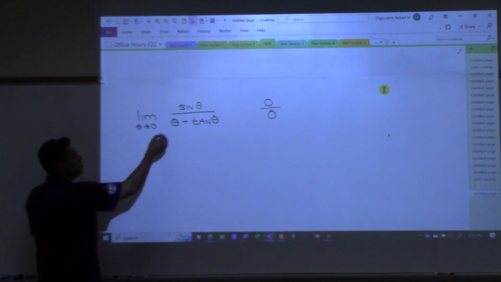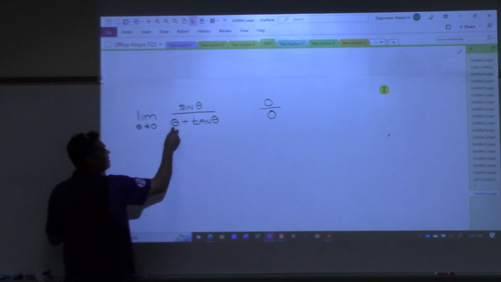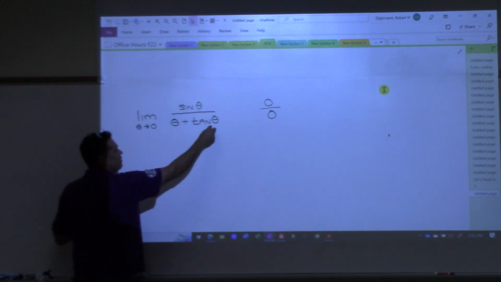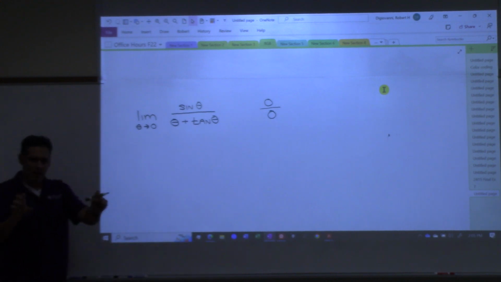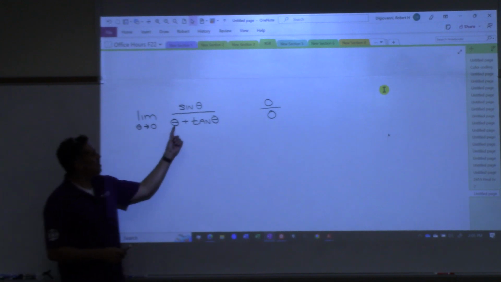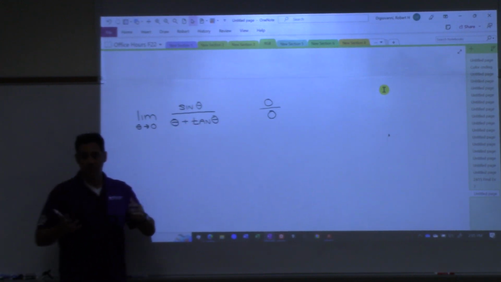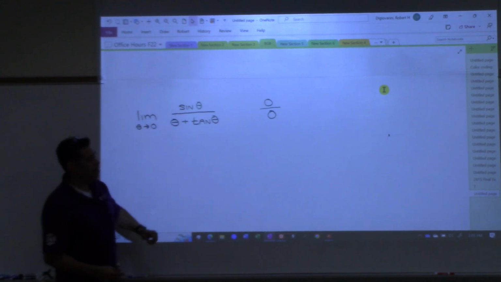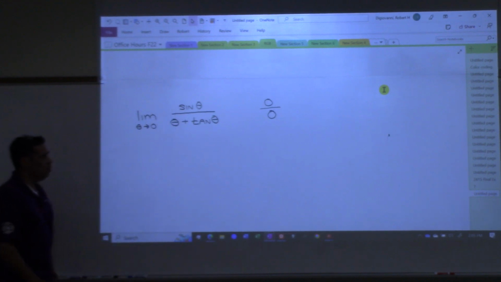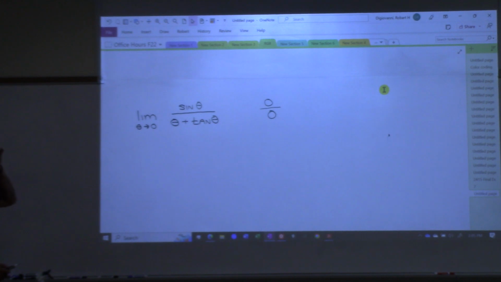Can you split this into 2 fractions? Can I go sine theta and split it and then do sine theta over tangent theta? Are you allowed to split that way? No. If you have 2 terms on the bottom and 1 on the top, you can't split. If it were flipped the other way around, we could, right? But because it's 1 term on top and 2 on the bottom, we can't.